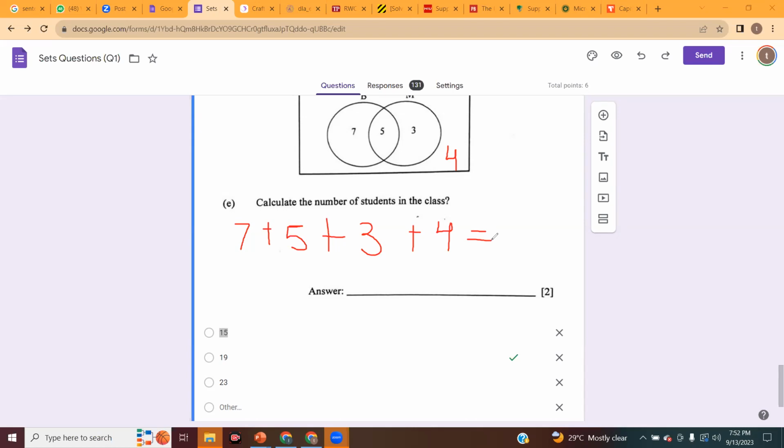7 plus 19 plus 5 plus 3 plus 4 is going to be what? 19. So the correct answer is 19.